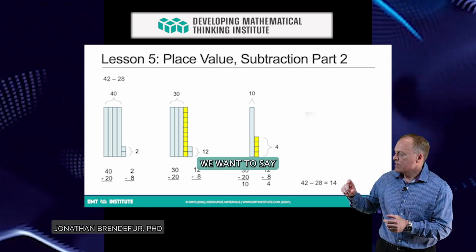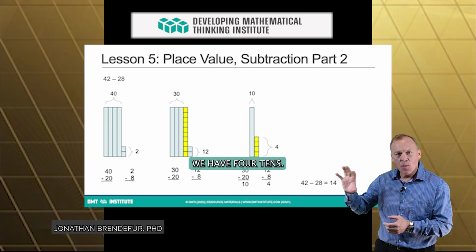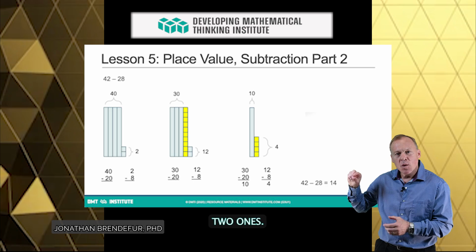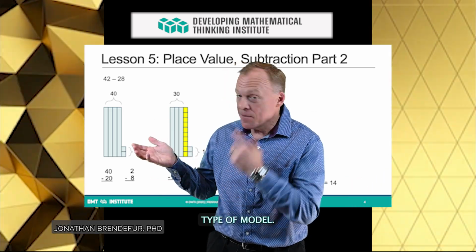So initially we want to say we have this quantity, 10, 10, 10, 10. So we have 4 10s, and then we want to represent 2 ones. We want to do it with proportion, spatially looking at this type of model.